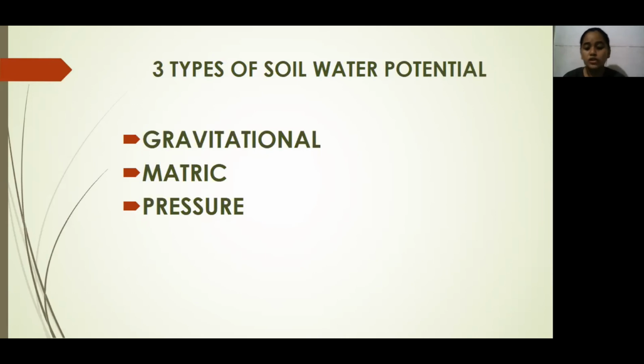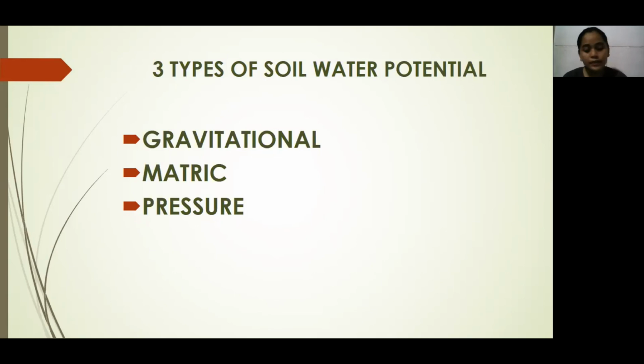Gravitational potential is due to the force of gravity pulling on the water. It is independent of soil properties and depends on the vertical distance between the water elevation and a reference elevation. The next one is the matric potential. Matric potential is due to the force exerted on the water by the soil. It is also called tension, and it is the combination of adsorptive and capillary forces in the soil.